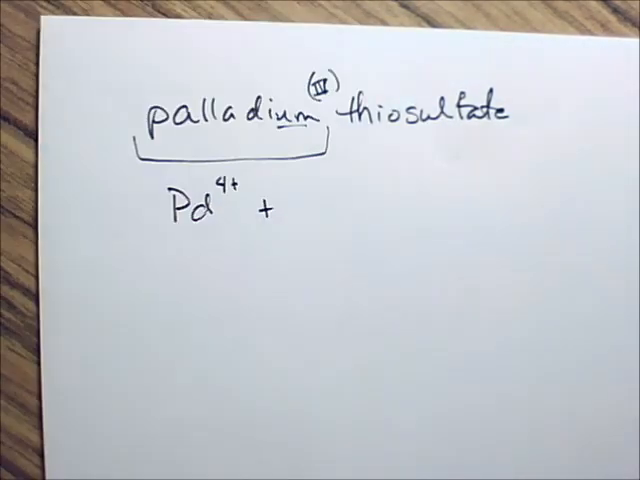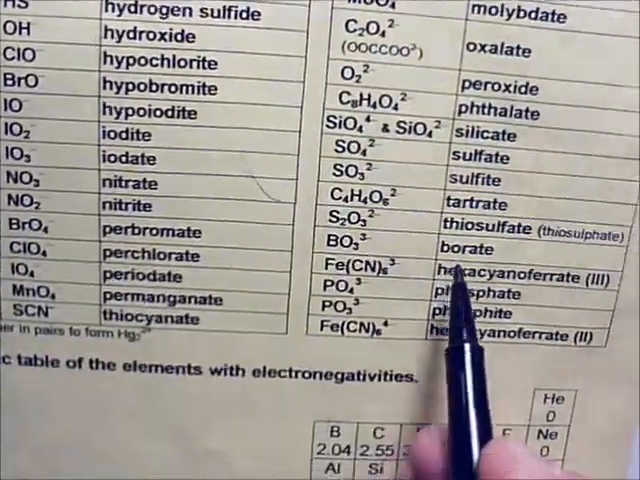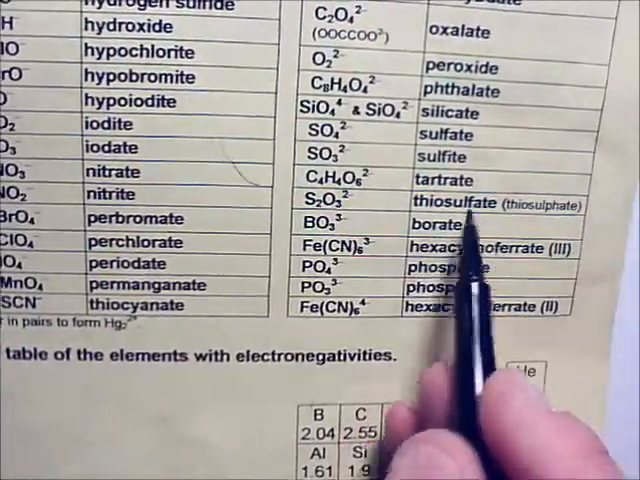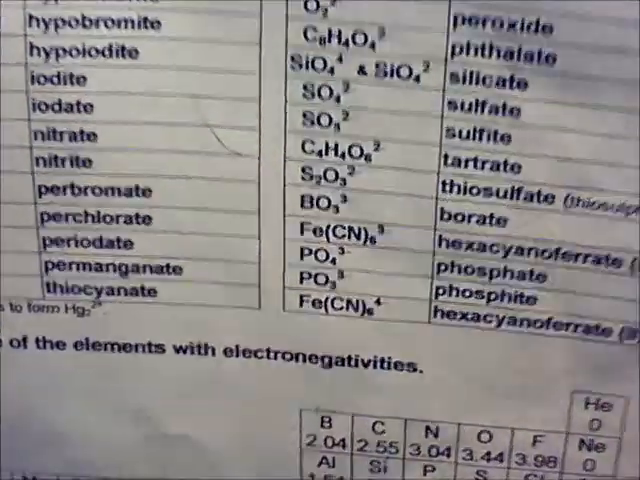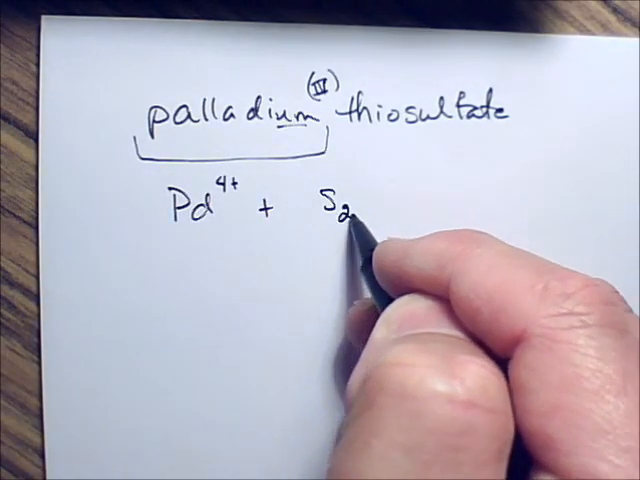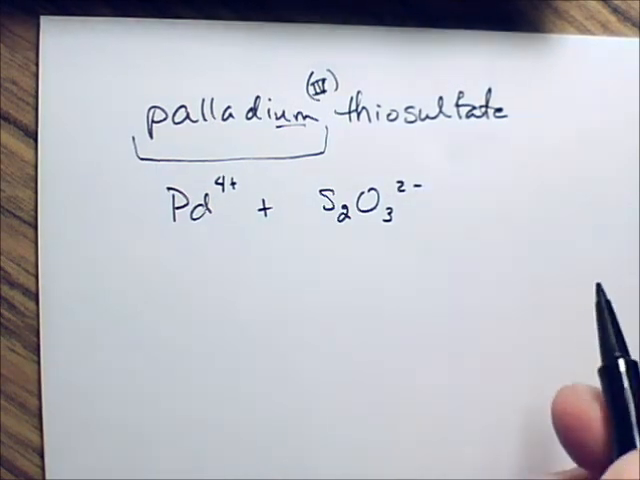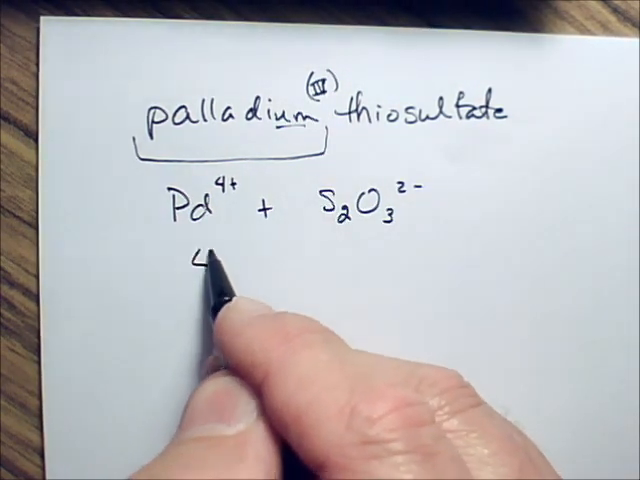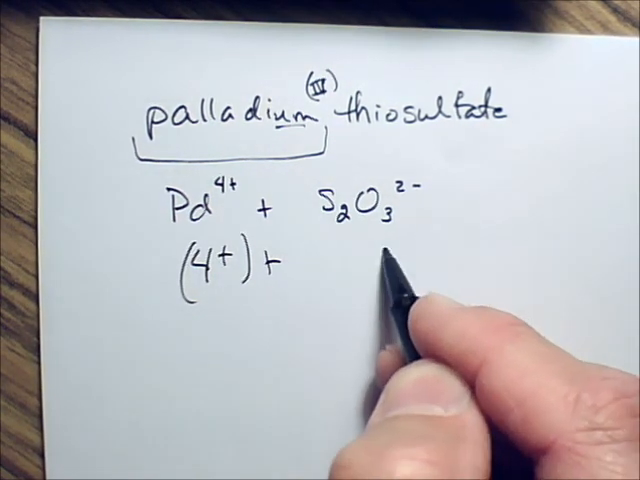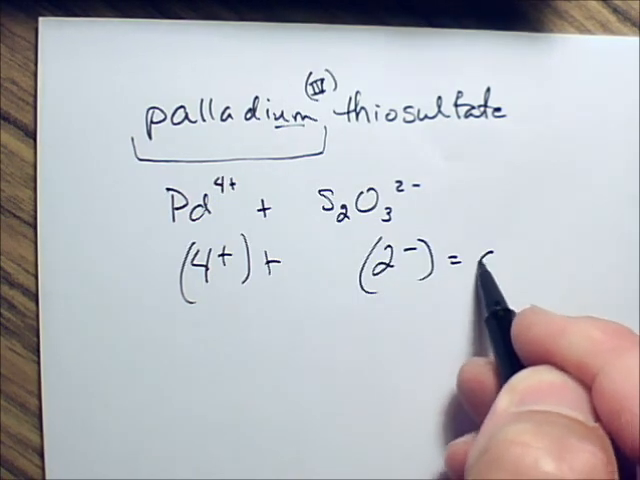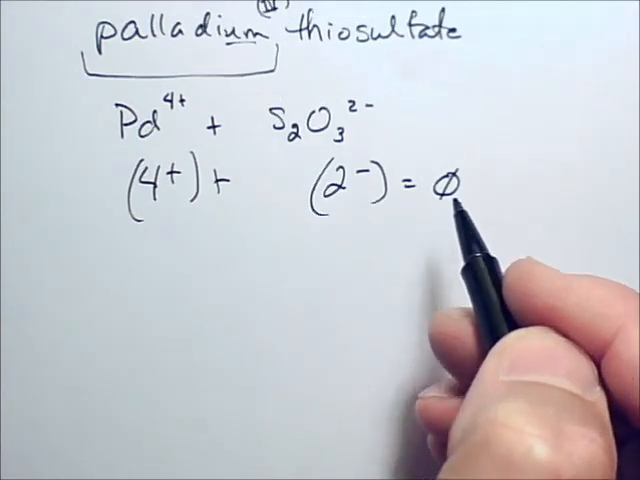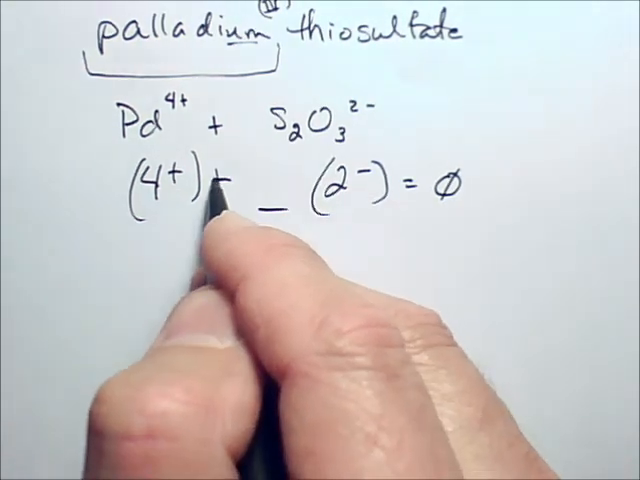We've got to put it with a thiosulfate. Where are we going to find a thiosulfate? Common ions list. There it is. So there's thiosulfate right here: S2O3, 2 negative. Okay. So I got a 4+ and a 2 negative. The whole thing's going to be 0 when we're done.